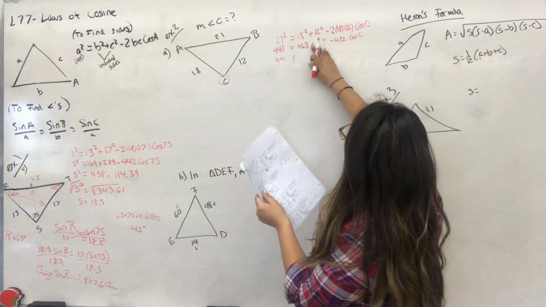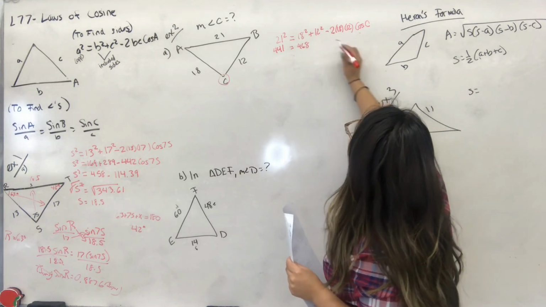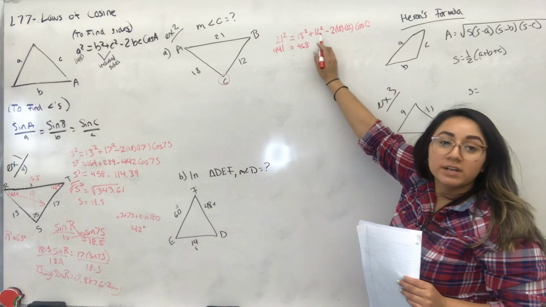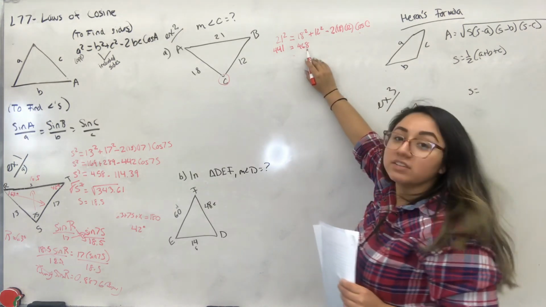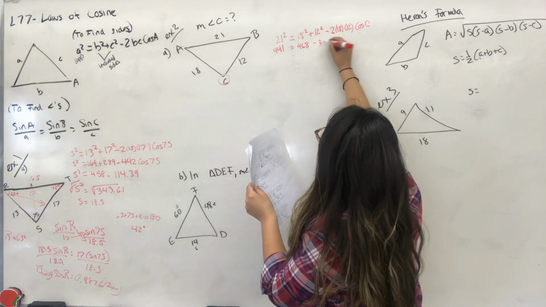Okay. Thank you, Joe. Okay, so I skipped that step over there. So I did 18 squared plus 12 squared. I added them together, and that's how I got the 468. So I was really skipping steps to save time.